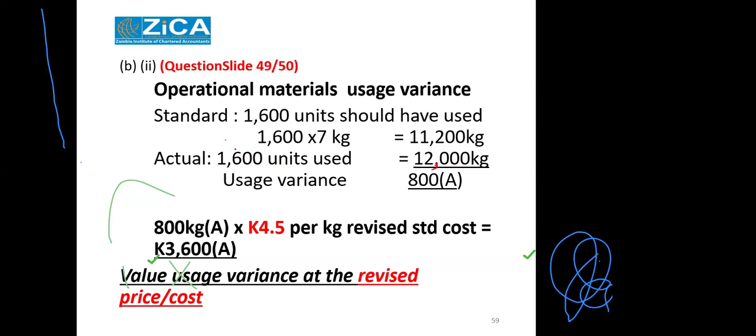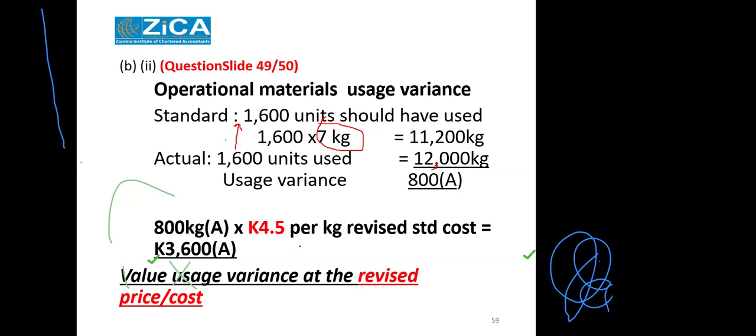But then if you had stuck to the standard, the same 1,600 units should have used how many kgs? So according to the standard, each unit should use 7 kgs. So 1,600 units times 7 kgs, they should have used 11,200. So you used 800 kgs more. Instead of 11,200, you used 12,000, 800 more.